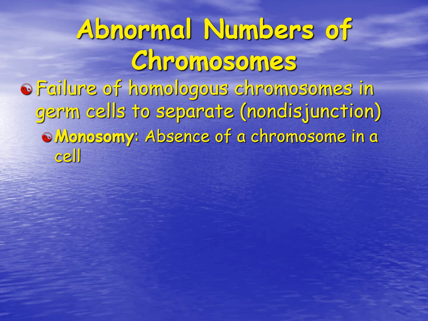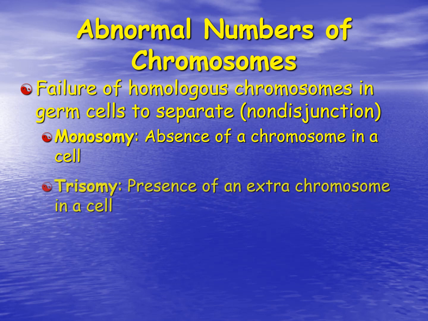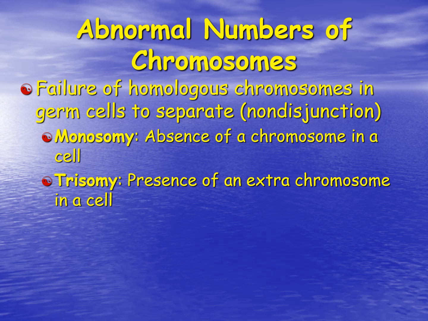Monosomy is a situation where we have the absence of a chromosome within a cell. And so instead of having a pair of chromosomes at a particular pair, you only have a single copy. Trisomy, as the name says, means that we have 3 instead of a pair. So now we have the presence of an extra chromosome.